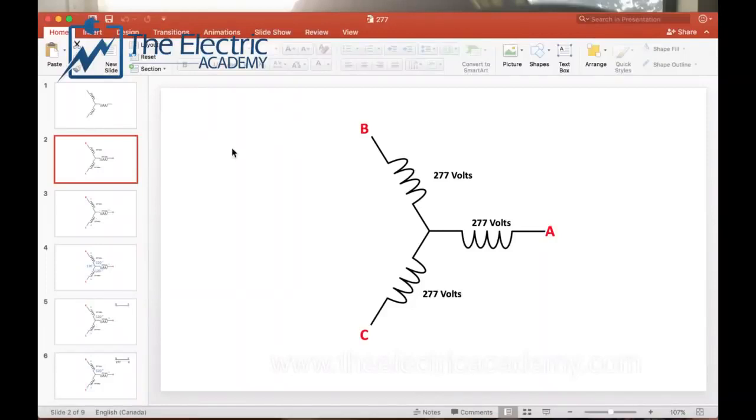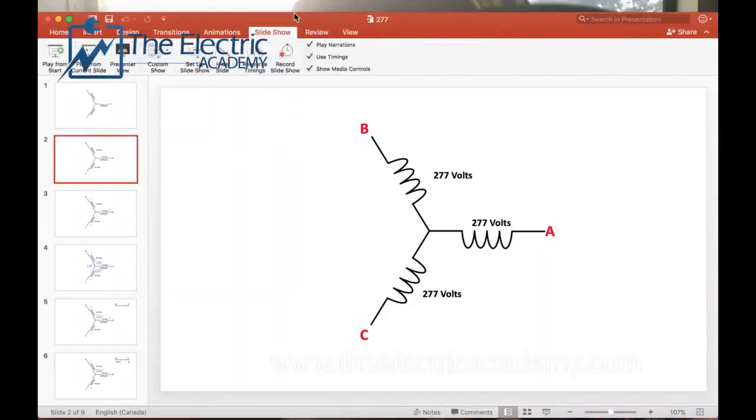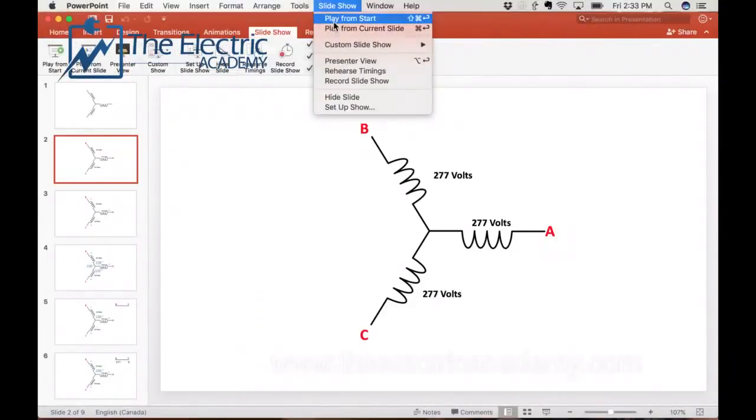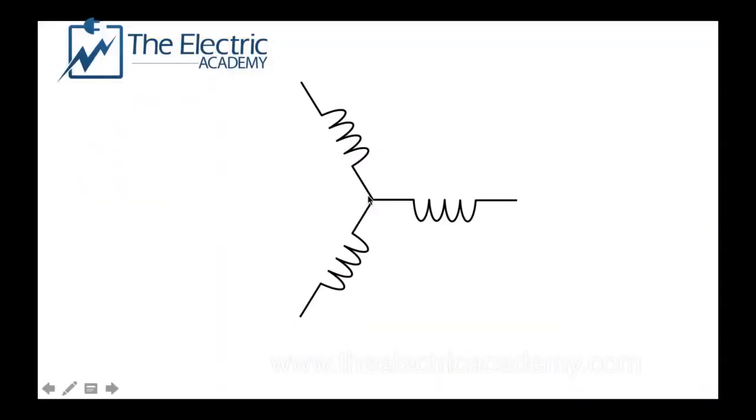So here we go. 277 plus 277. How on earth does that make 480? Let me call up the old screen here. We'll go to the screen, and I'm going to go with my slideshow. Slideshow, play from start. Okay, so this is a Y system.